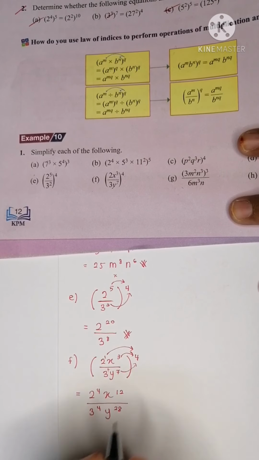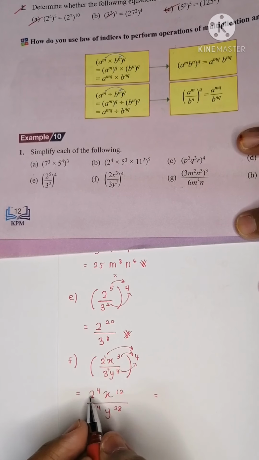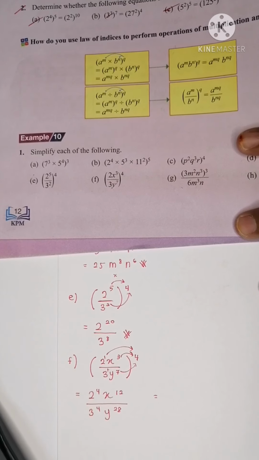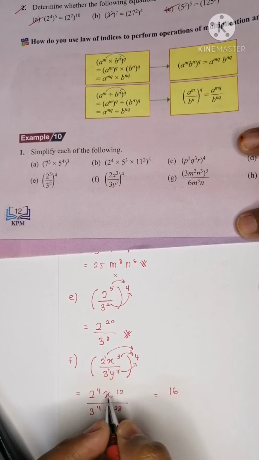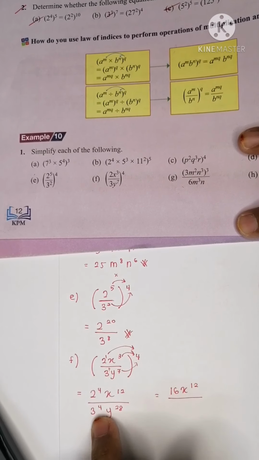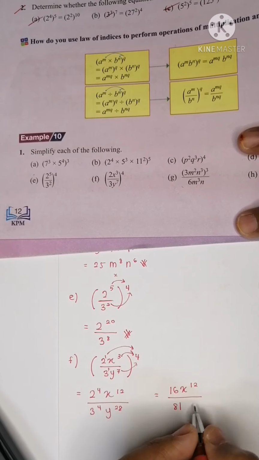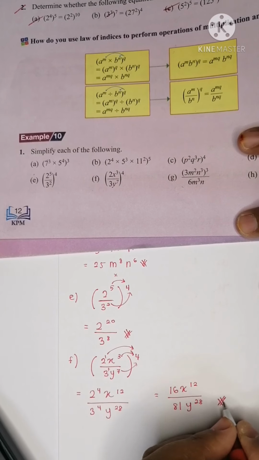Now look at here. 2, the constant, you need to solve the constant. 2 to the power of 4, then you got 16. This one, copy back, x to the power of 12, over 3 to the power of 4. 3 to the power of 4, the answer will be 81. And then y to the power of 28. That's it. Stop until here.